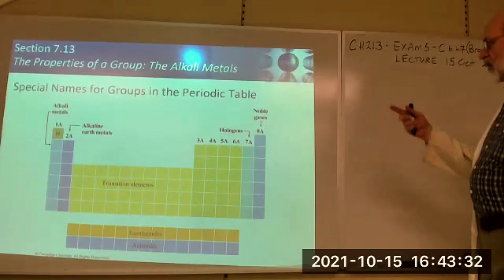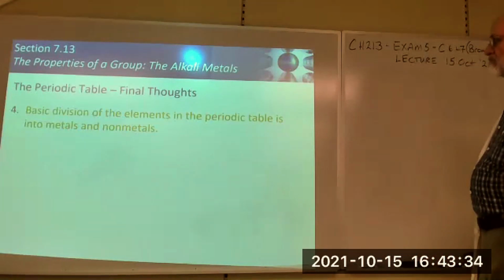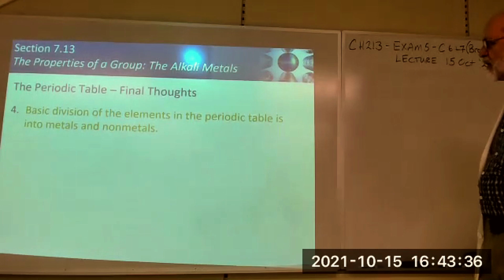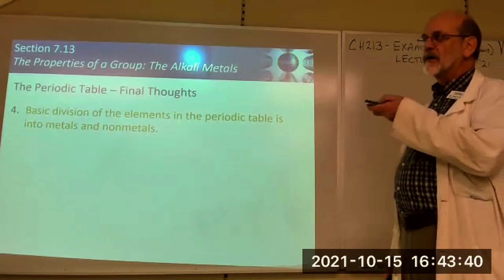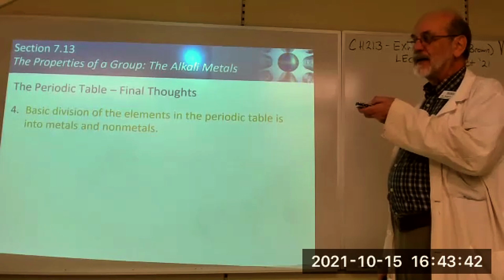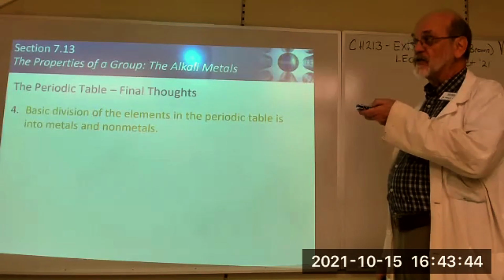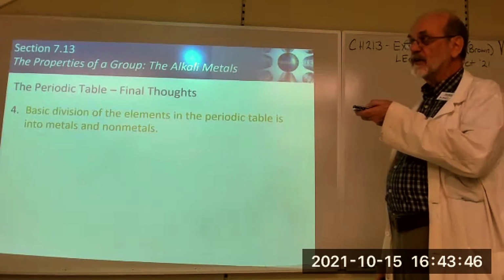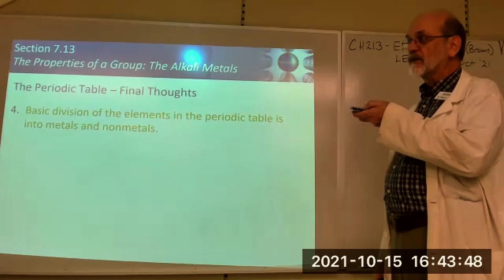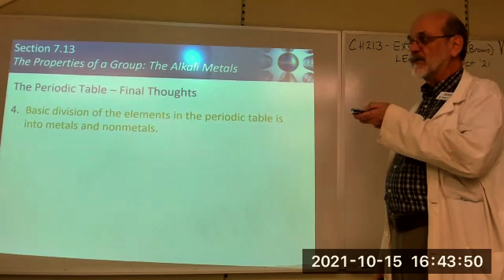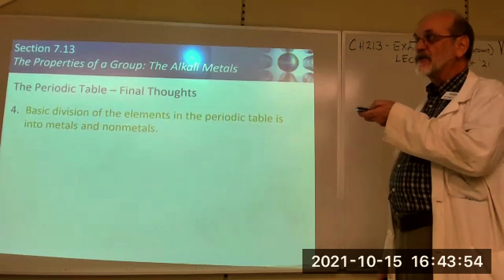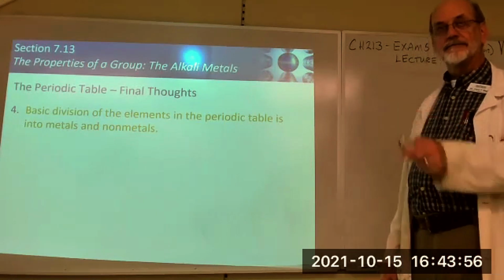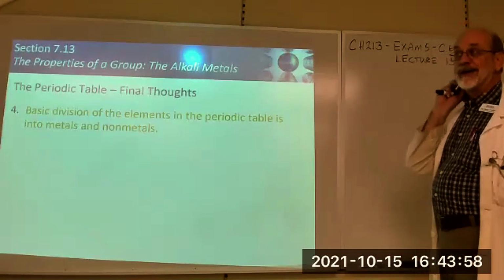Okay, so, basic division of elements in the periodic table, metals and non-metals, we talked about that. This one has a red line, and you go between boron and aluminum, and then you start stepping down. Aluminum, silicon, germanium, arsenic, and there's a zigzag that goes right down there. On the right is non-metals, on the left is metals. So most of the periodic table is metals.